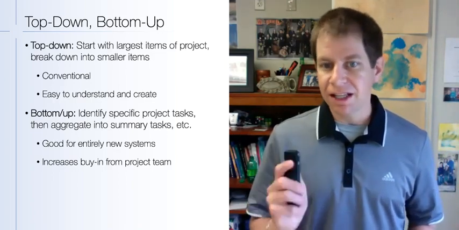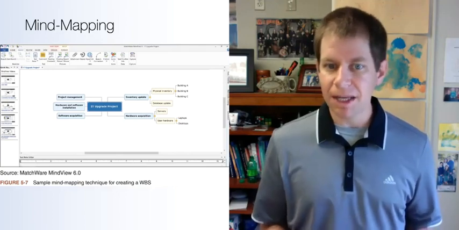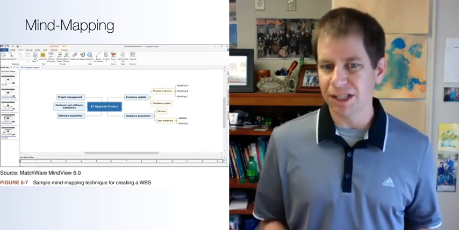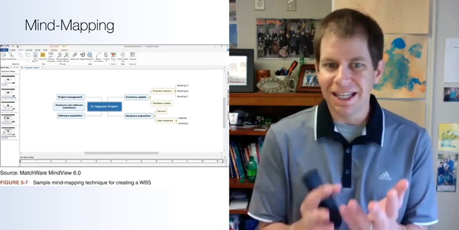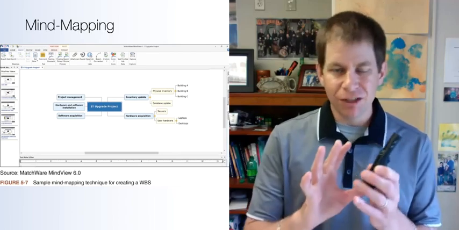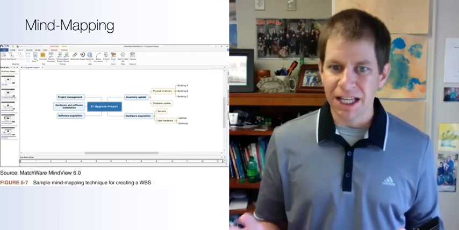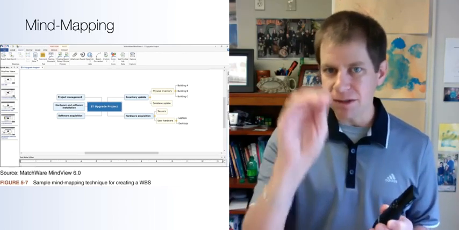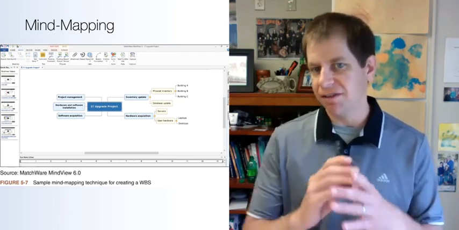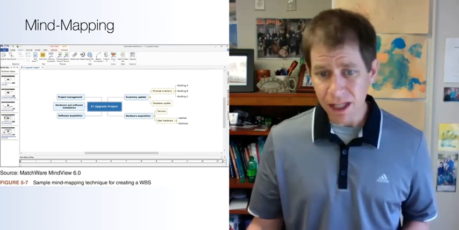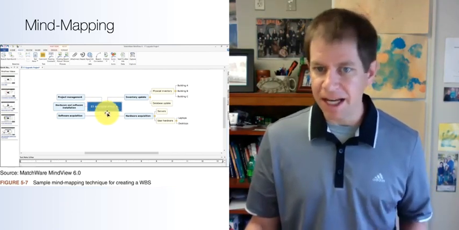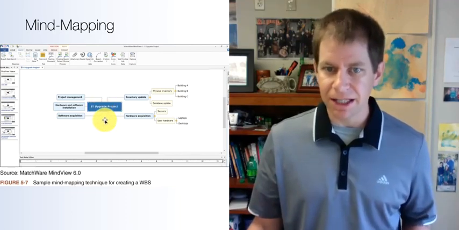The last thing we're going to look at is mind mapping. This is similar to top-down, but it's just more freeform. It's really just visual in nature. Rather than doing an outline approach, you just map it out visually so you can have a better sense of how it all fits together. You start in the center and work your way out. So here we've got a mind map where we had IT upgrade in the middle, and then we worked out from there.